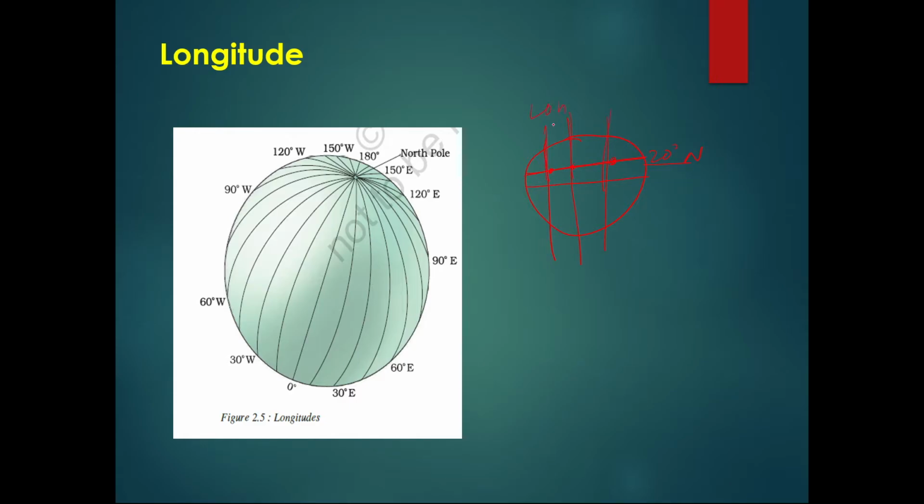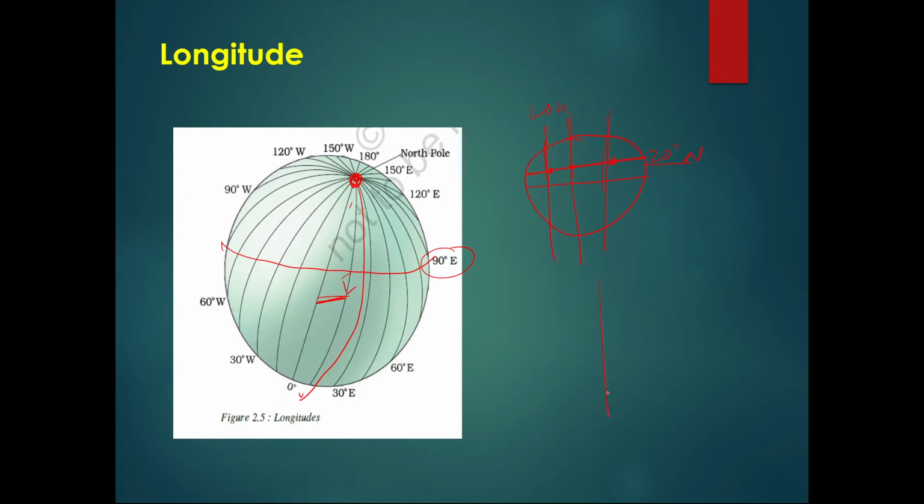Longitudes are not parallel lines. They start from the north pole and go to the south pole. You can see here there is a maximum bulge at the equator. This distance is maximum and it gets minimum, and all the longitudes meet at a single point in the north and in the south. These are all called meridians of longitude.